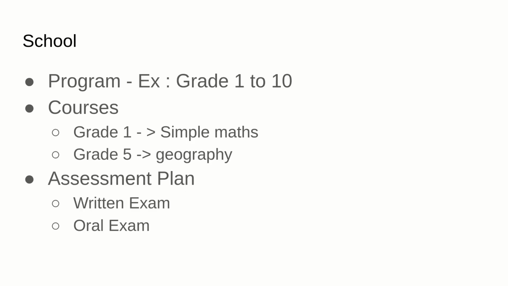Now first we'll see from the school point of view. Let's say a school is using ERPNext. For programs, they will add, for example, grade 1 to grade 10. That is, the program name will be grade 1, grade 2, grade 3, or standard 1, standard 2, standard 3. And then we have courses. For each standard, if you go to standard 9th, you have algebra, geometry, and all those different courses. Likewise, for grade 1 we'll have simple maths, simple English, and all that. And for grade 5, we'll also have geography and all that.